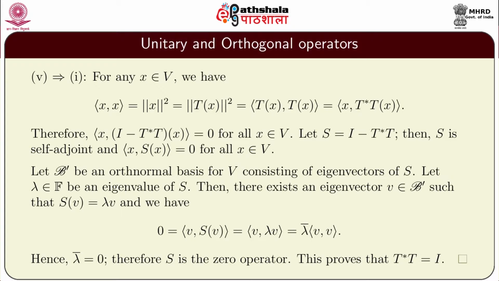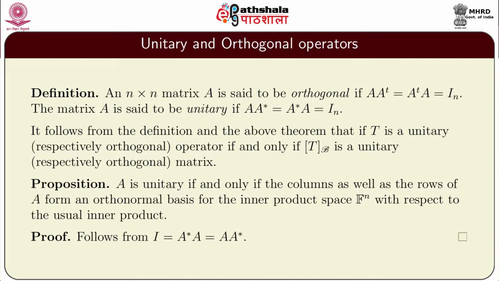Therefore, we get T star T is equal to I. This finishes the proof because we have showed that all the statements are equivalent. Now, definition: an n cross n matrix A is said to be orthogonal if A transpose is equal to A inverse, that is, A transpose A is equal to the n cross n identity matrix, and A is said to be unitary if A star is equal to A inverse, that is, A star A is equal to I n, the n cross n identity matrix.